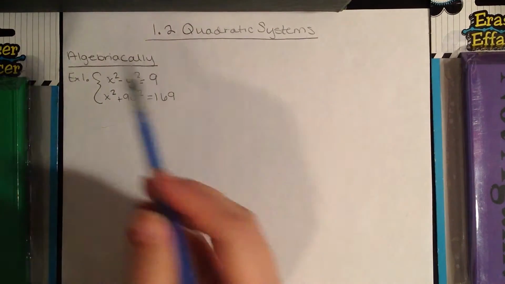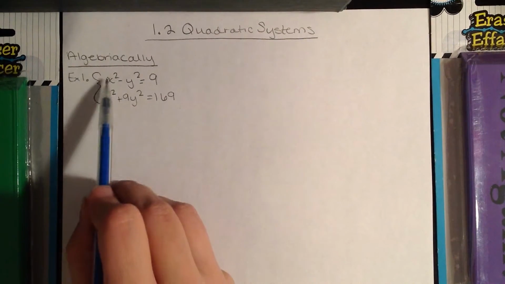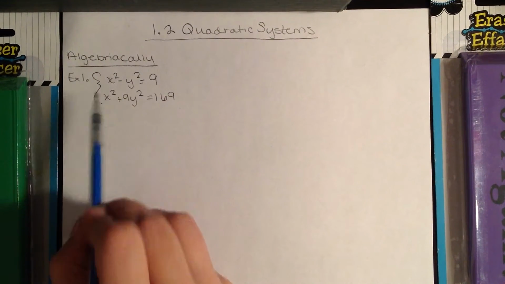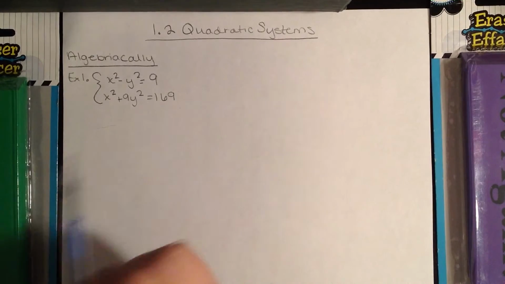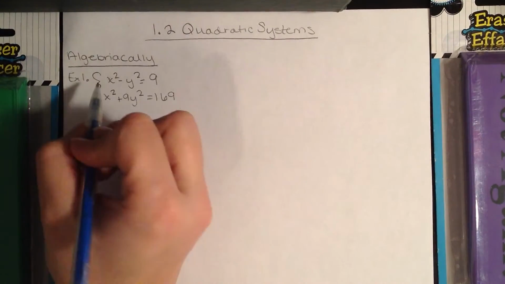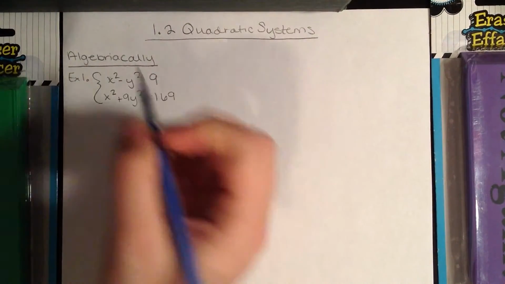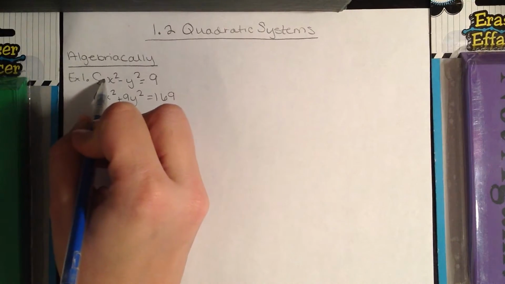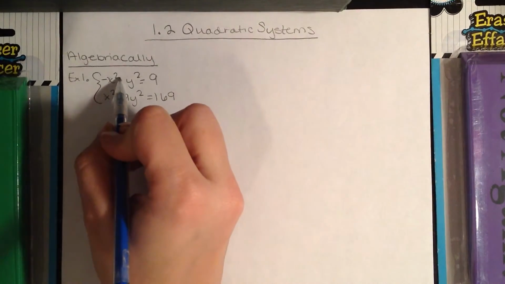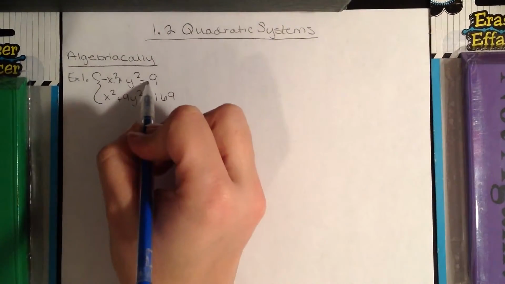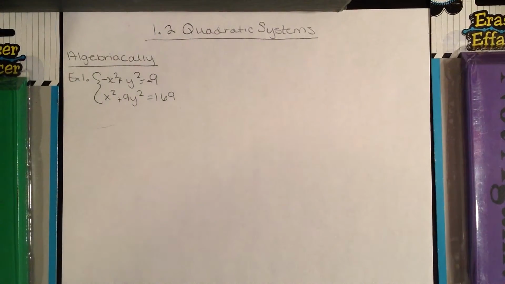Now, to eliminate something, I'm going to go ahead and eliminate the x's because they're already the same, but I need to make one of them negative. So to make things a little easier, I'm going to make the top row negative. So I'm going to change this to a negative x squared, a plus y squared, and a negative 9. So what I just did is multiplied everything by negative 1.